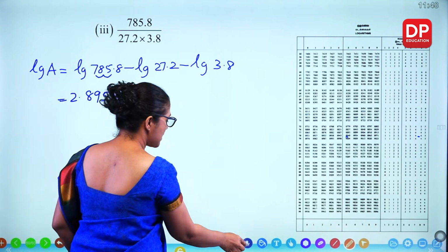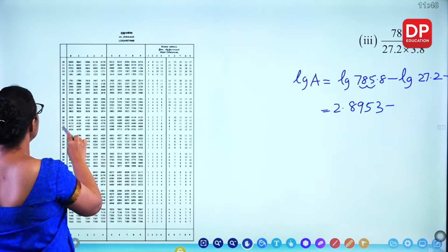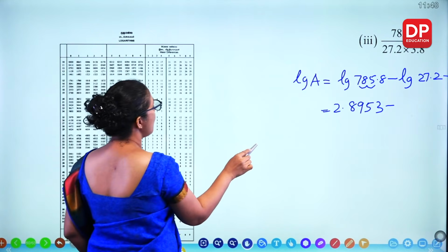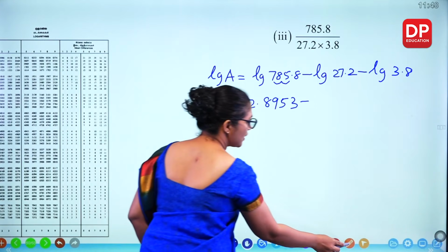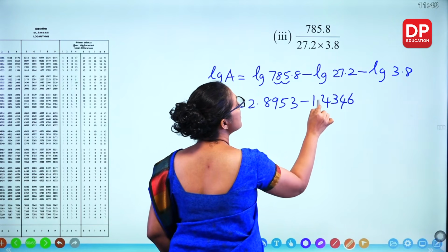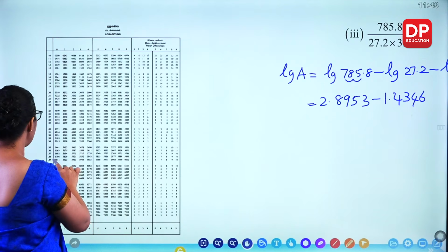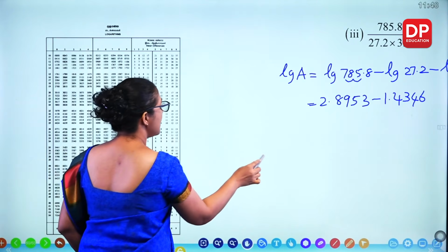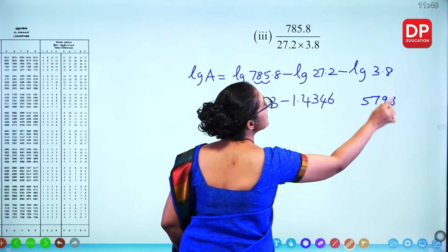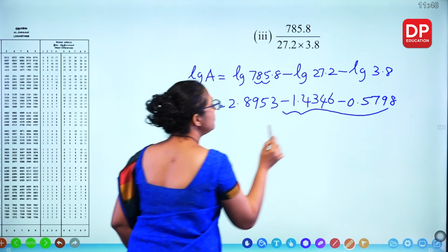27, 2 from the first table. You get 4346. What's the characteristic? 1. 38, 0. 5798. Characteristic is 0. We'll first add these two.